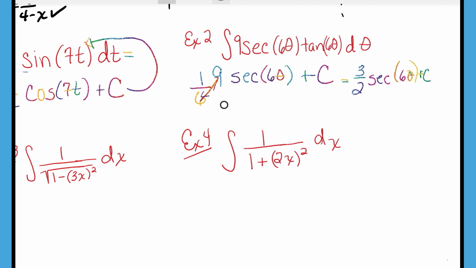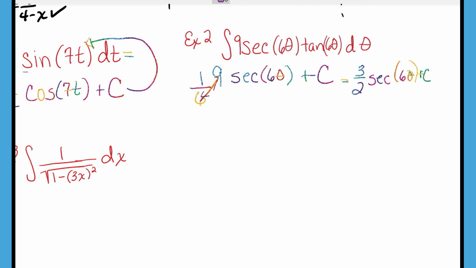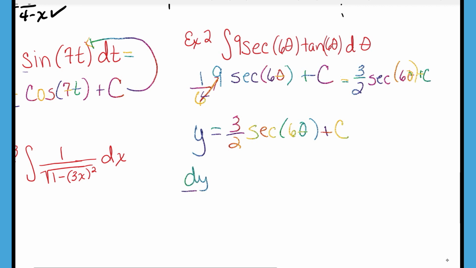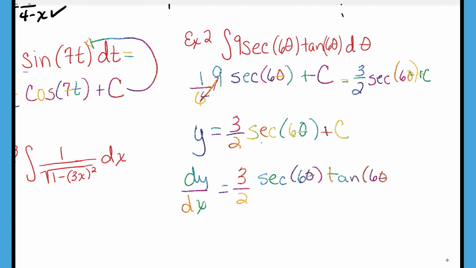So let's say you don't believe me. Let me erase this. We'll just do this right here. I'm going to say that y is equal to 3/2 secant of 6 theta plus C. Let's say I said that. Then dy dx would equal, the 3/2 would stay there. And then you would say the derivative of secant is secant theta tangent theta times d theta.